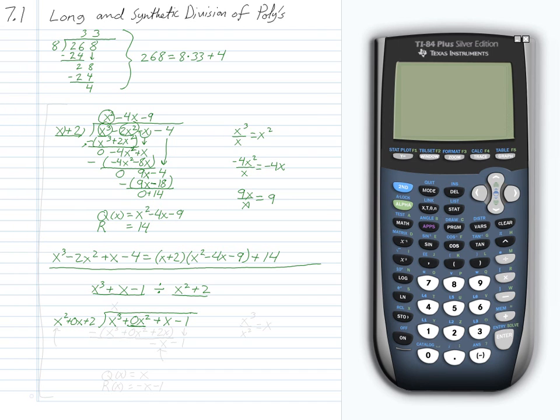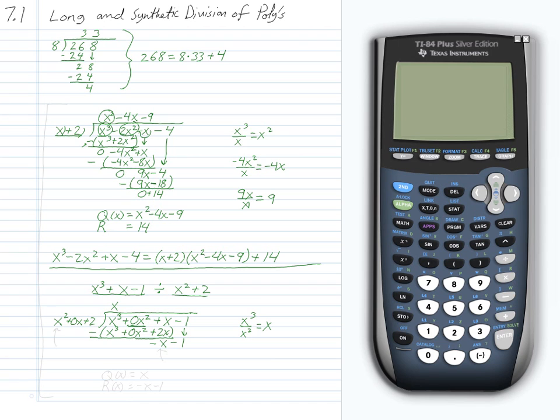So where to go from there? We'll compare x cubed and x squared. So I need an x up top. And if I multiply everything by x, I will get x cubed plus 0x squared plus 2x, and if I subtract all of that from what I have, my x cubes are gone, my x squareds are gone, and my result is merely x minus 2x, negative x. And I'll bring down the minus 1.